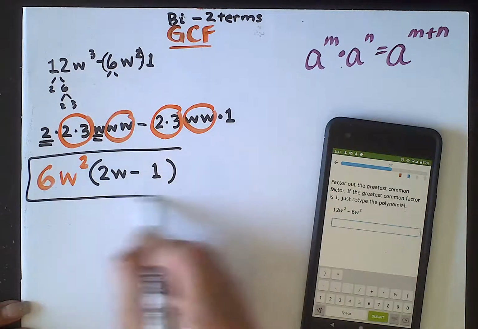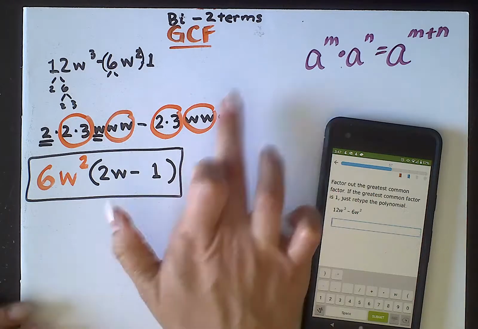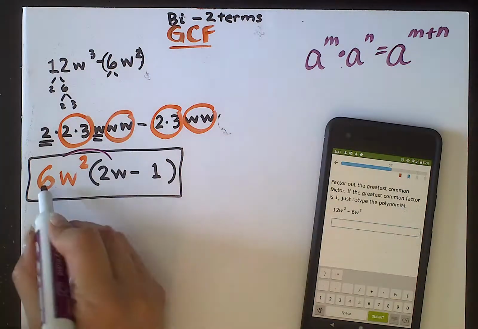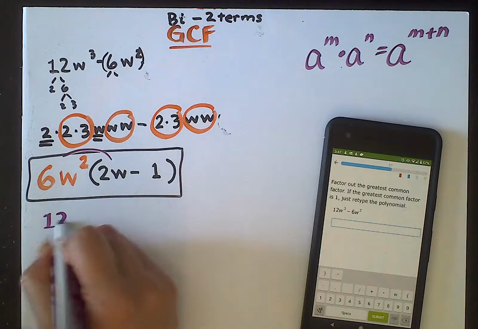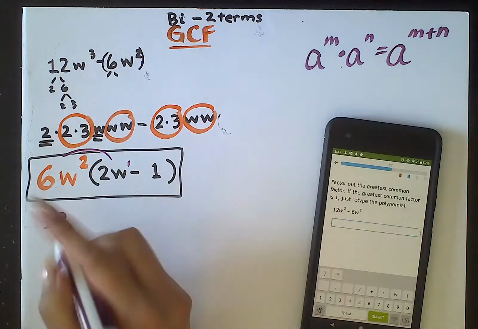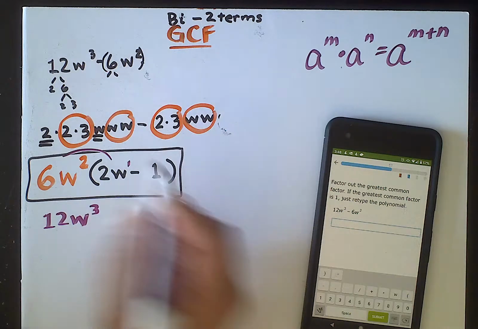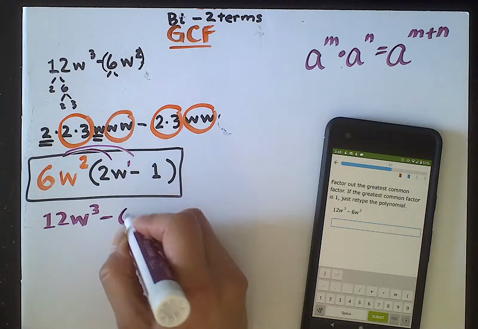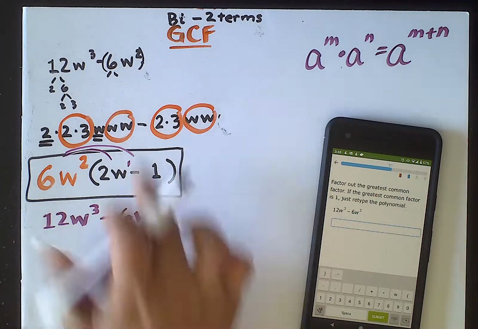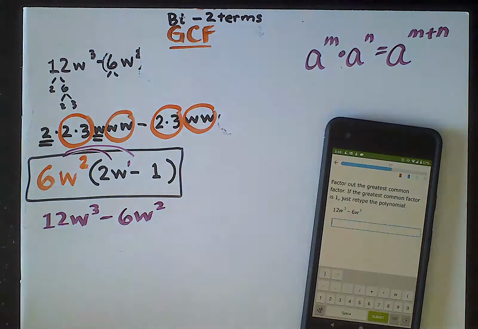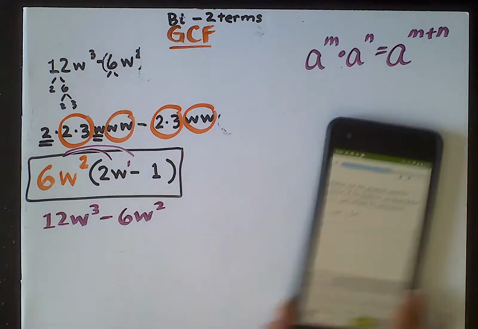Now, in case you're still a little confused as to why there's a 1, if you don't like seeing that 1 there, just multiply to double check your answer. 6 times 2 is 12. w squared times w to the first power, I'm going to add the exponents, is w cubed, minus 1 times 6w squared is just 6w squared. So that means I have the exact same question that I was given, the original problem.